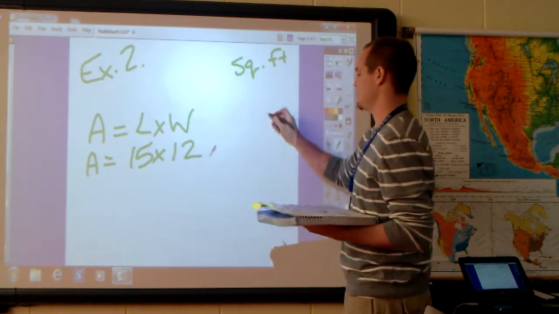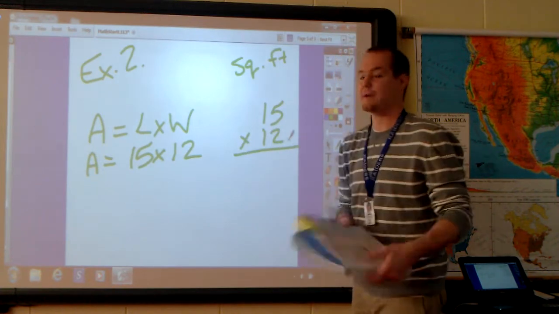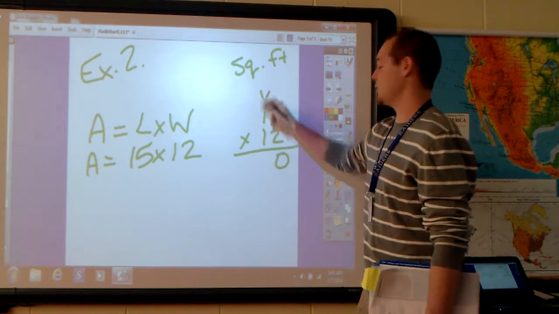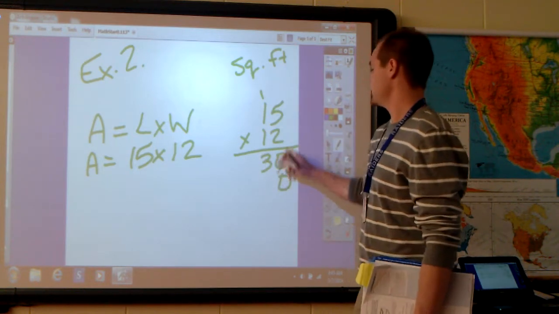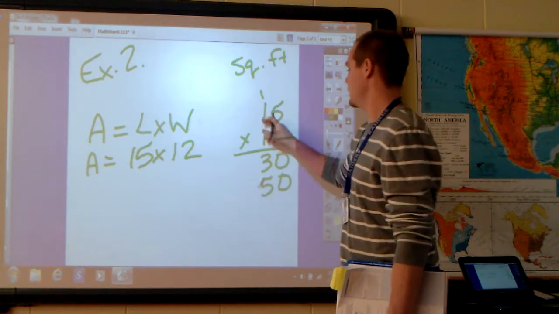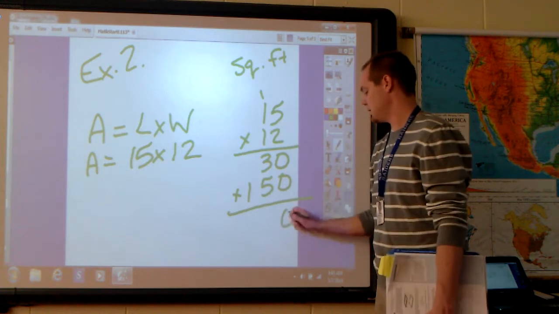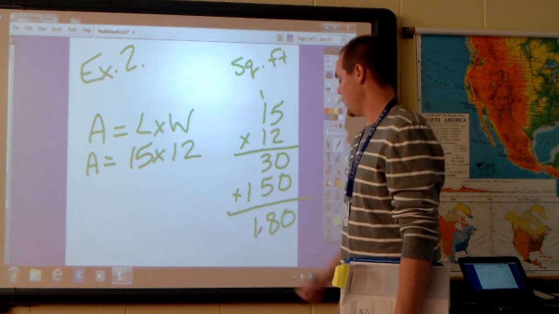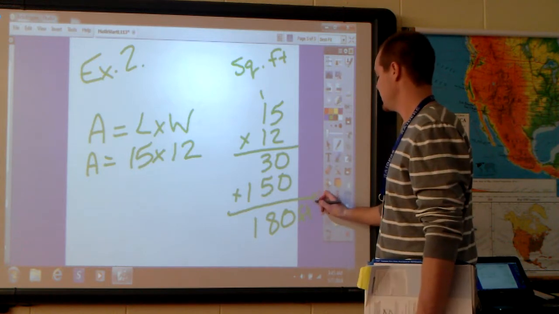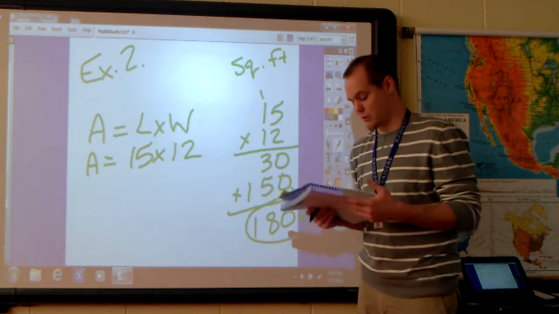Now because it's a lot easier to multiply these numbers vertically, I'm going to draw it off to the side. 2 times 5 is 10. 2 times 1 is 2, plus 1 is 3. Bring my 0 down so I can multiply the tens place. 1 times 5 is 5. 1 times 1 is 1. Okay, now I add it. 0, 8, 1. What is the area of my room? 180 feet squared. Again, remembering my exponent of 2.